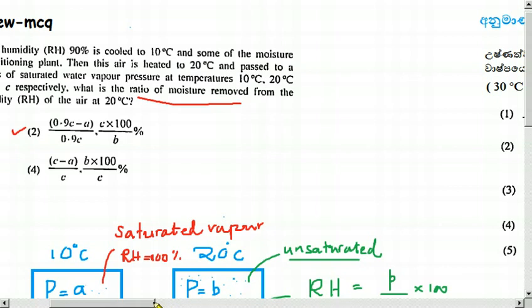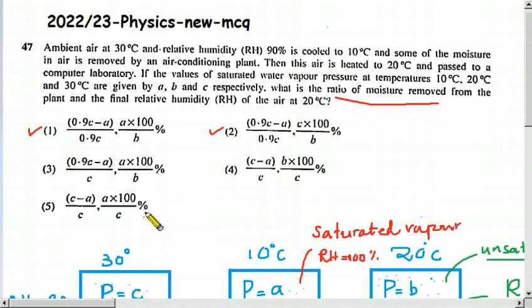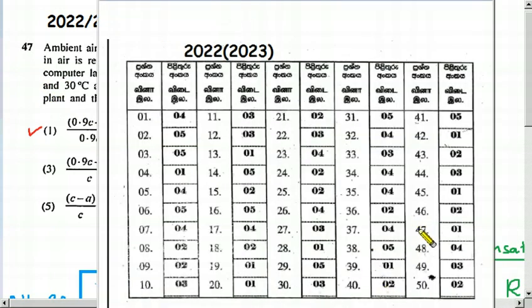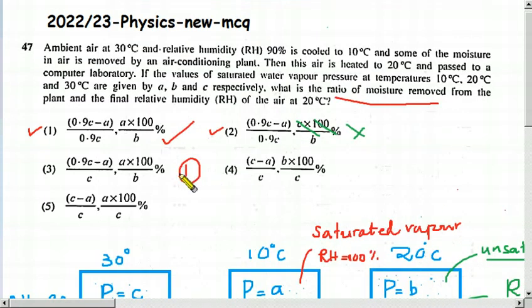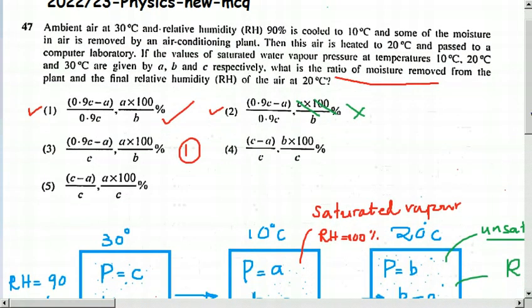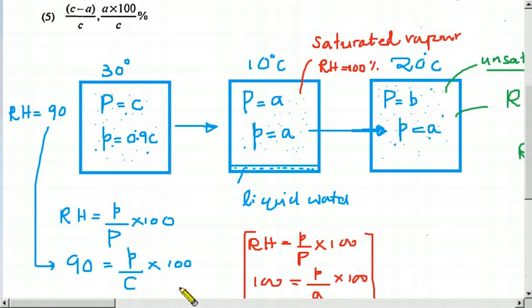Let us check the answers. 100 times a divided by b percent. So this one is the final answer. This one is wrong. Therefore, we have to decide. The answer is the first one. So let us check the answer sheet. 47, the first one. The answer is the first one. So correct. So that is how we should solve this problem, children.